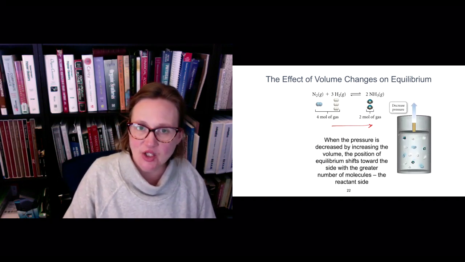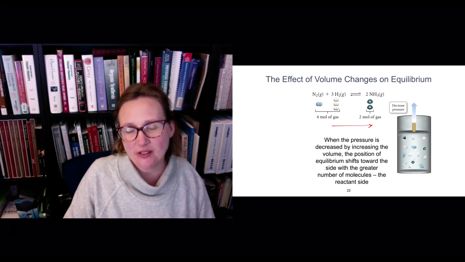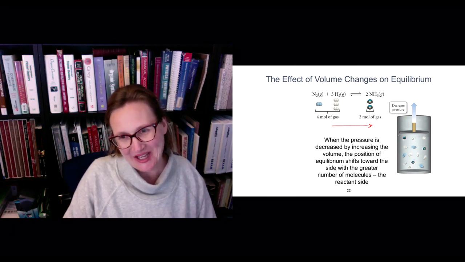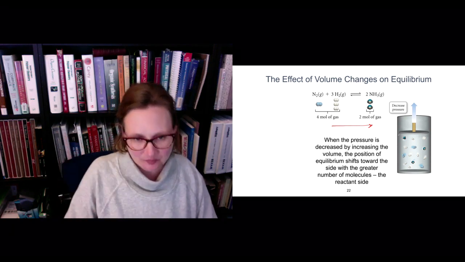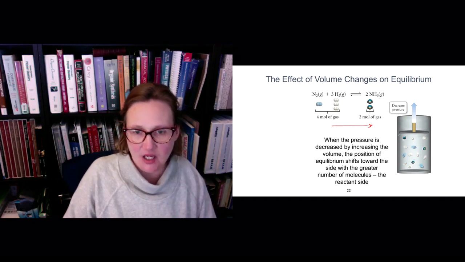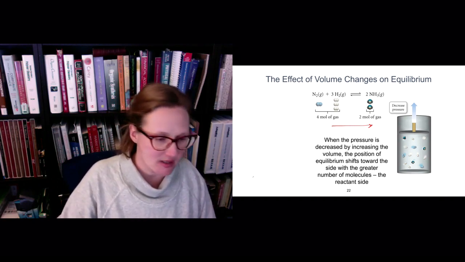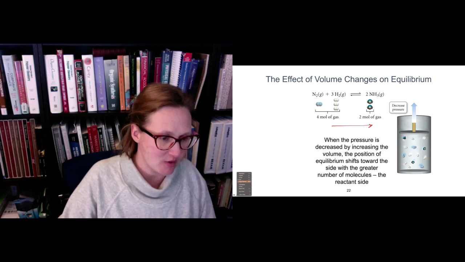All right, another situation is where we're going to decrease the pressure by adding more volume. In this case, the pressure is decreased because we have more volume.